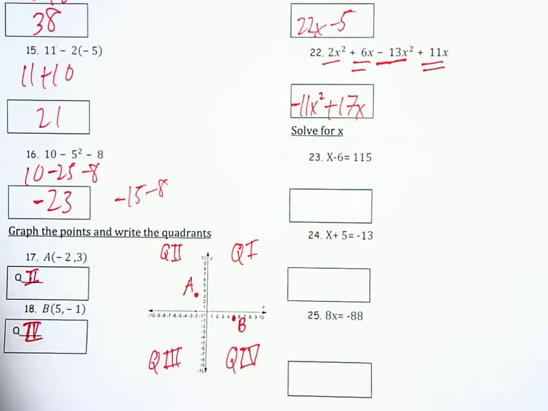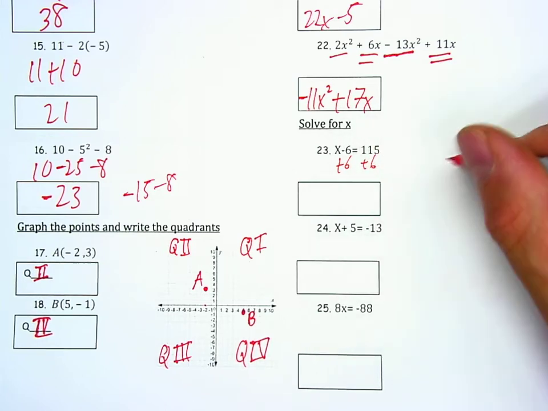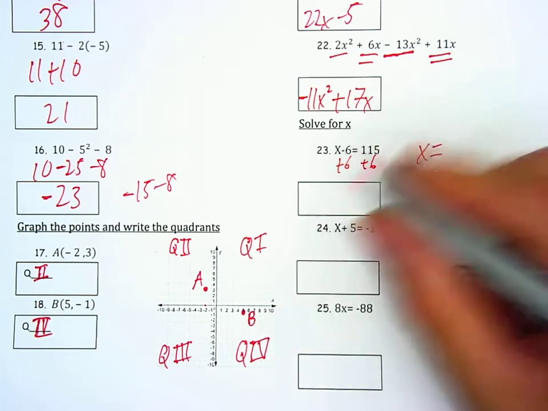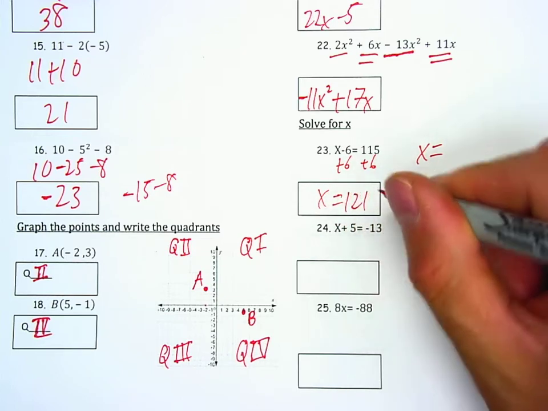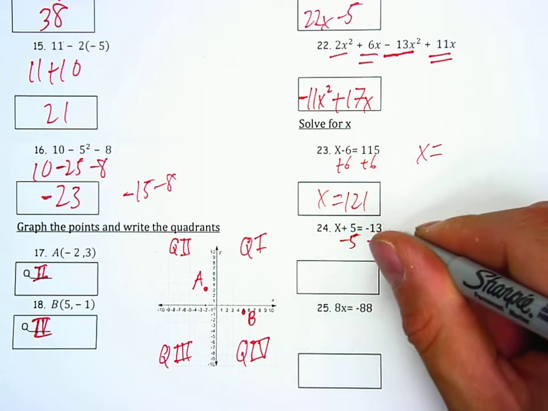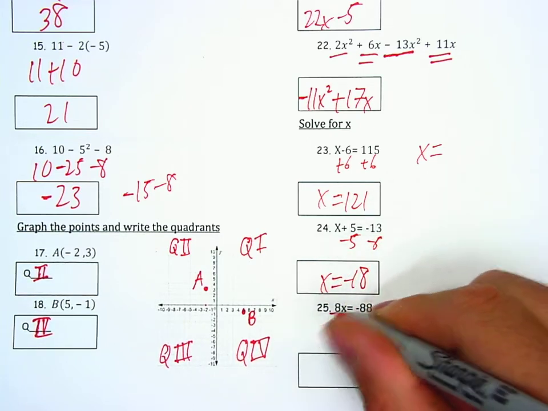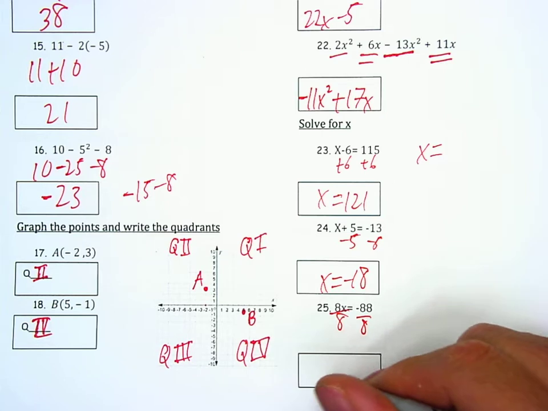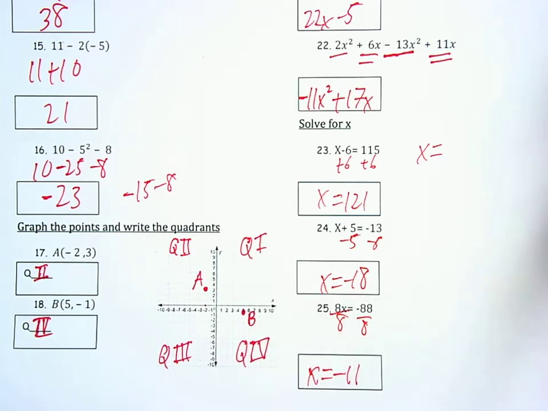All right, next one. X minus 6 is equal to 115. We're going to solve for x by adding 6 to 115. That'll give us 115 plus 6, which is 121. Here we're going to solve for x by subtracting 5. -13 minus 5 is -18. And here we're going to divide by 8. Negative 88 divided by 8 is negative 11 for my answers.